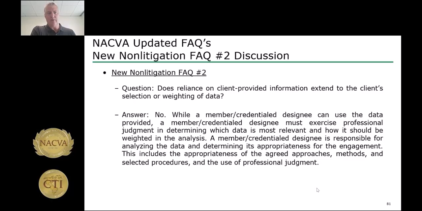So I think it's very important to understand that while you can rely on information that is uncorroborated, it is the responsibility of the member or the credential designee to provide professional judgment and to actually understand the appropriateness of the agreed approaches, methods, and selected procedures.